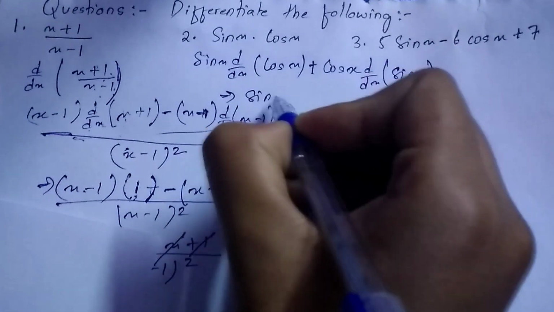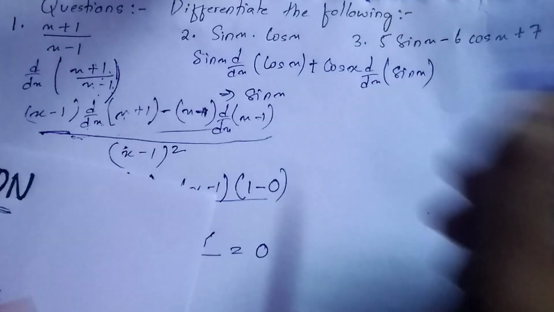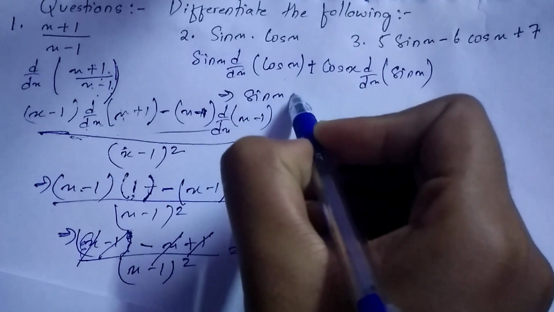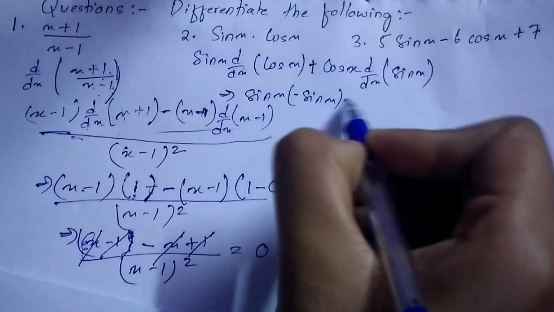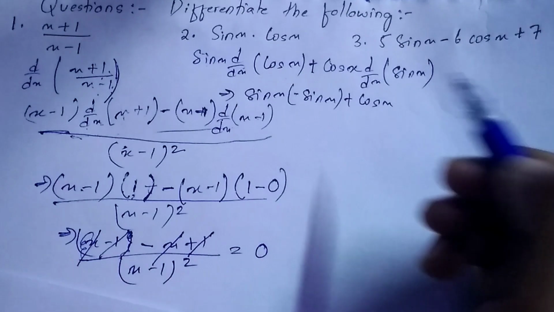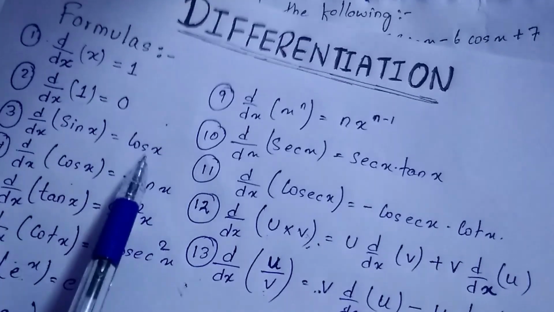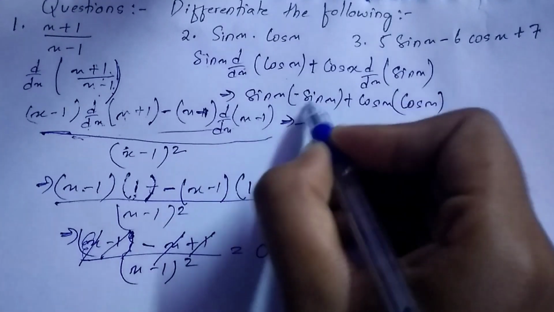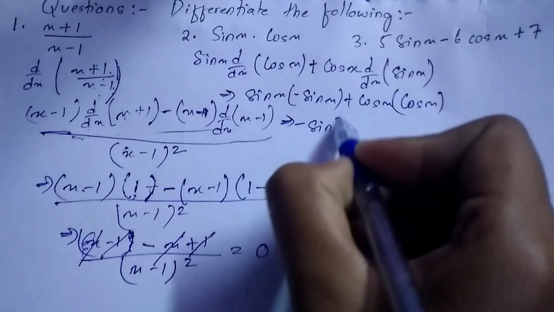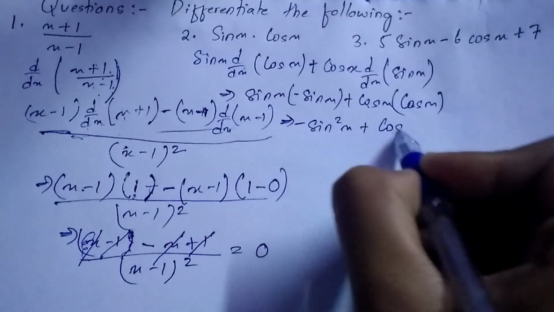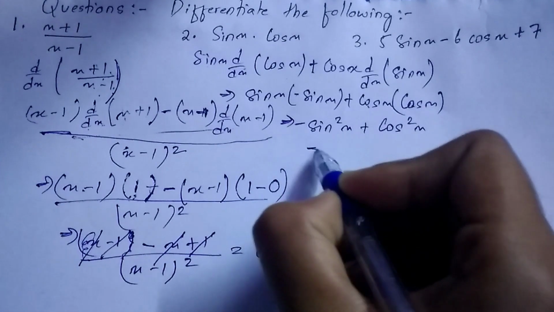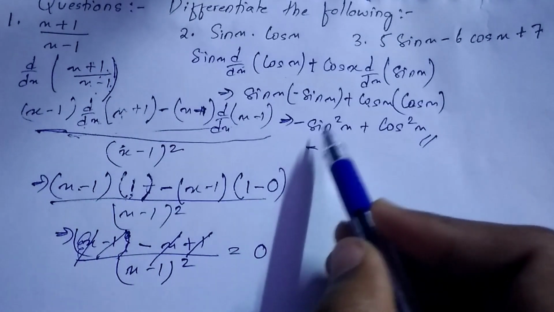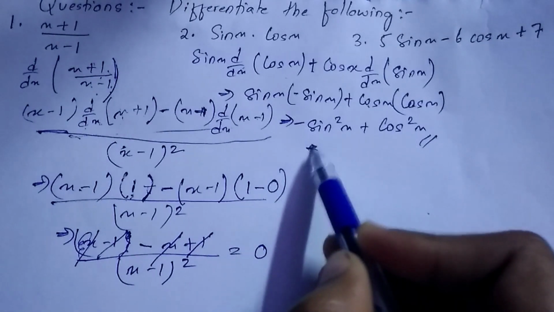So sin x as it is I am writing here, ddx of cos x is minus sin x, so I am writing here minus sin x plus cos x, and ddx of sin x is cos x. So I am writing here cos x. So minus sign will come front, and sin x into sin x is sin square x, plus cos x into cos x is cos square x. So this is your answer. If it would be plus here, if minus would not be there, then sin square x plus cos square x is 1. You all know that.